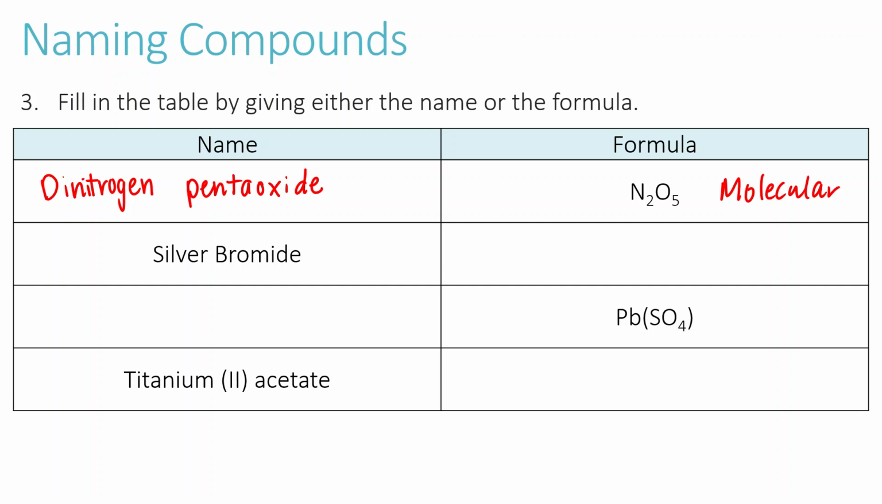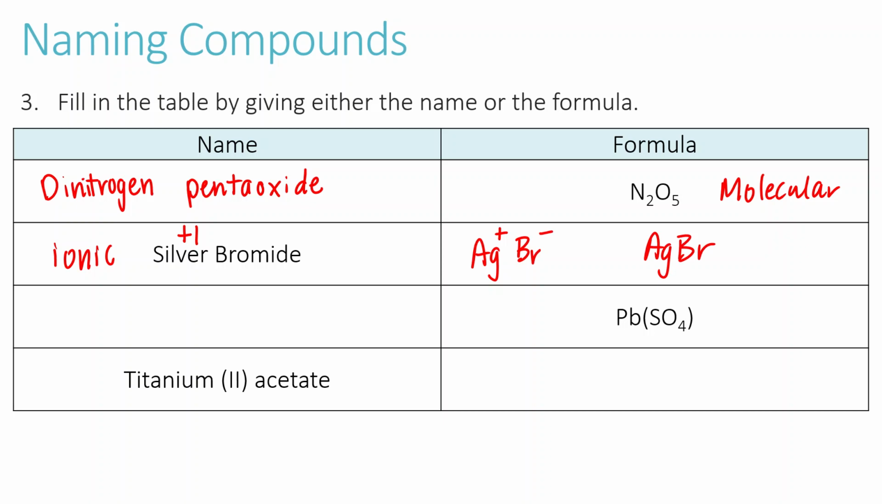Next we have silver bromide. Now, a lot of times whenever you see silver compounds, you might see it as silver 1. Silver always has a charge of +1. So silver is a metal and bromine or bromide is a nonmetal, so that makes this an ionic compound. Silver is Ag and it is always +1. Bromide is Br -1. So my formula is just simply AgBr.